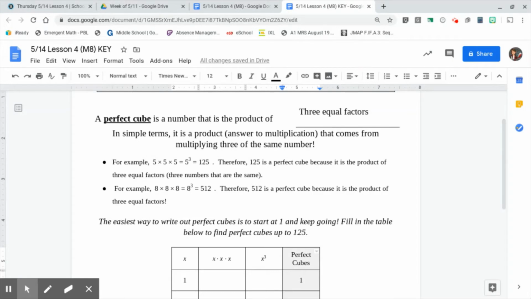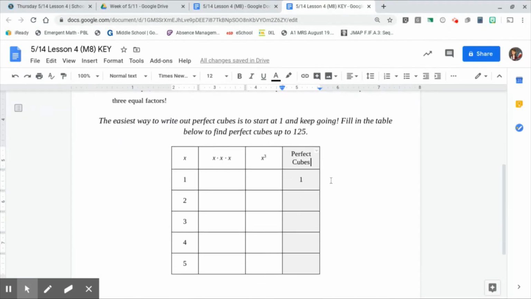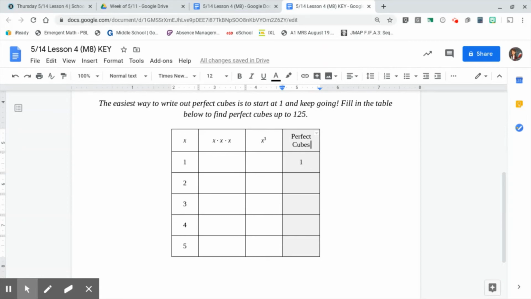Okay, so just like we did square roots, the easiest way to write out perfect cubes is to start at 1 and keep going. Fill in the table below to find perfect cubes up to 125. You can see perfect cubes are not as common, so that means that we don't have to memorize as many, which is nice. So let's just do the first one together because I really believe you can do this on your own. So the first number we're going to start with is 1.